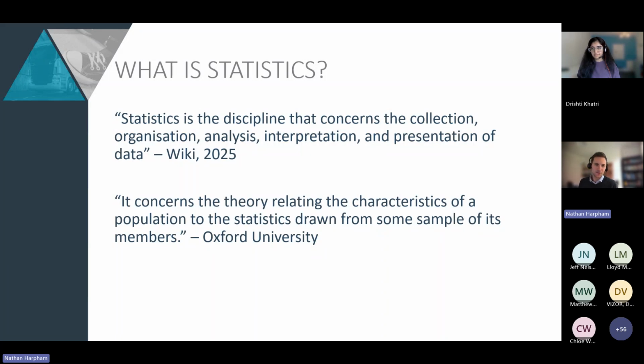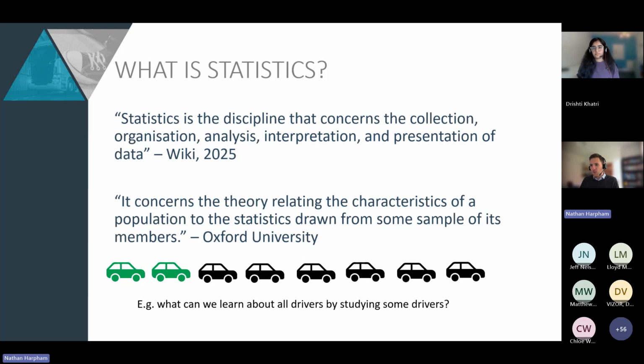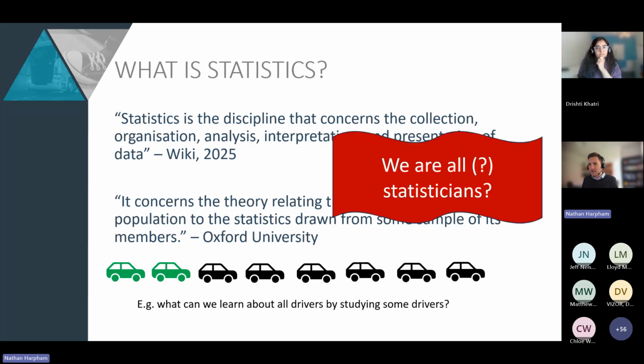So Oxford University, this I've taken from the statistics undergraduate admissions page. It concerns the theory relating the characteristics of a population to the statistics drawn from some sample of its members. Basically, in other words, what can we learn about all drivers by studying some drivers, or what can we learn about all people by studying some people? So according to these definitions, you could say, are we all statisticians? We're at least all statistics adjacent, I think. I think everyone in this room would probably agree with that. No time to discuss it, unfortunately, but certainly we all have some kind of involvement with statistics in our roles.